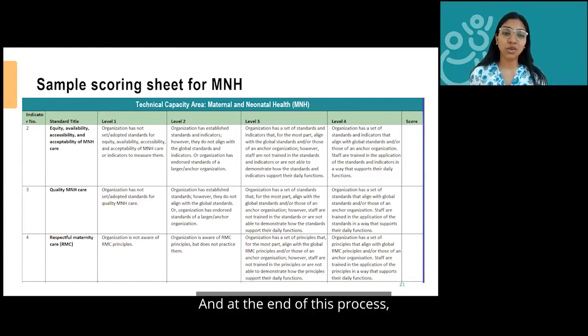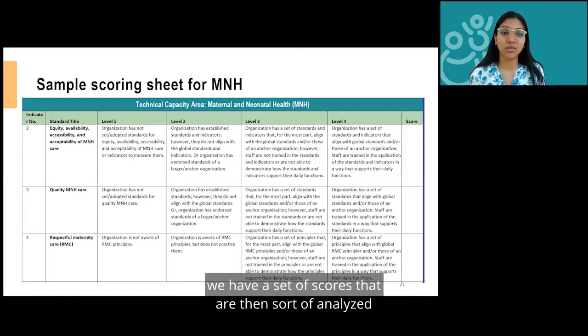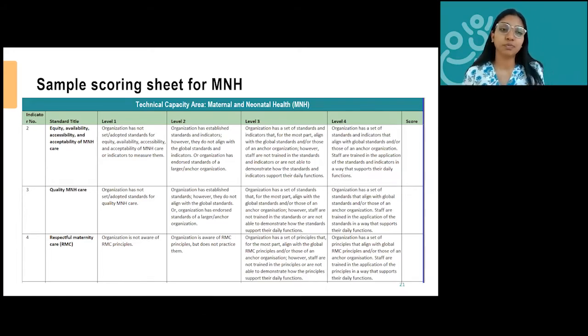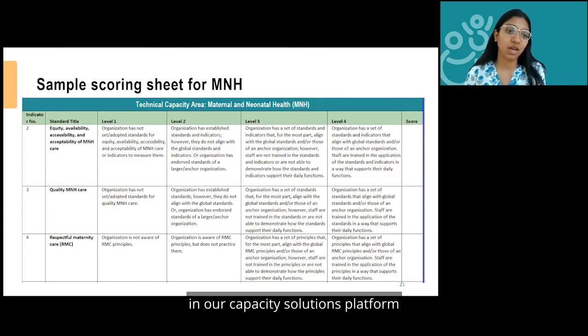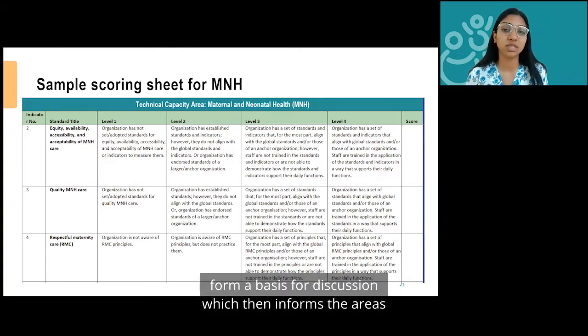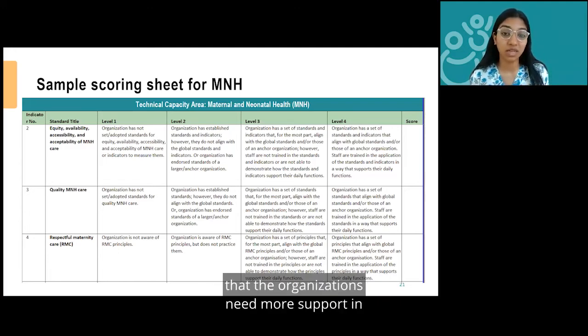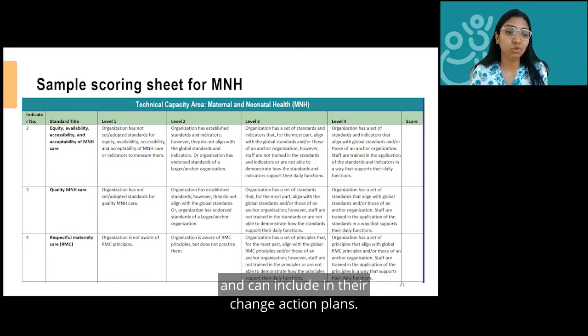And at the end of this process, we have a set of scores that are then analyzed in our capacity solutions platform, and the results of this form a basis for discussion, which then informs the areas that the organizations need more support in and can include in their change action plans.